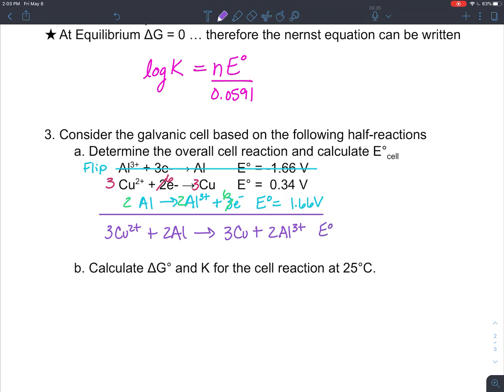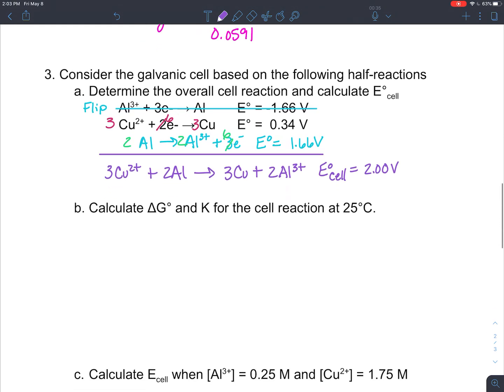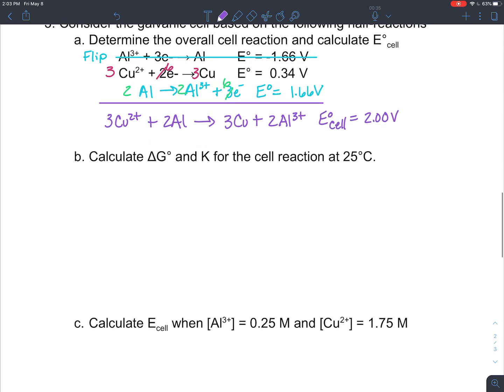Okay, and then we're going to go ahead and add up those cell potentials. And so the overall for the cell is going to be 2.00 volts. All right, so that's the first part of this, is just doing what we have done to find E cell under standard conditions. Now we're going to calculate delta G and K for the cell at 25 degrees Celsius.